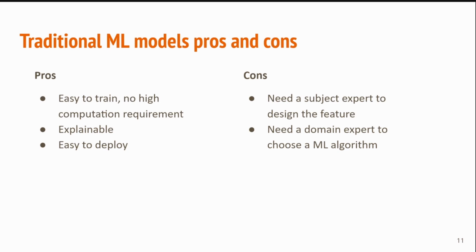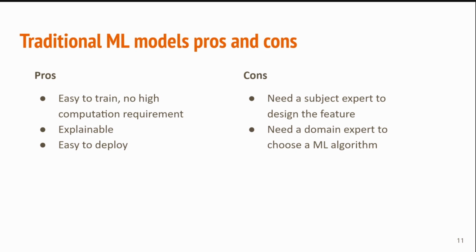So the main pros with traditional ML models is that they are easy to train and have no high computational requirements. It is explainable, because you know what feature we are using and what algorithm we are using. So we can actually reason why it is failing, why it is working, and it's easy to deploy because of not many dependencies, all those things. So it's easy to deploy in real world scenarios or real life problems.